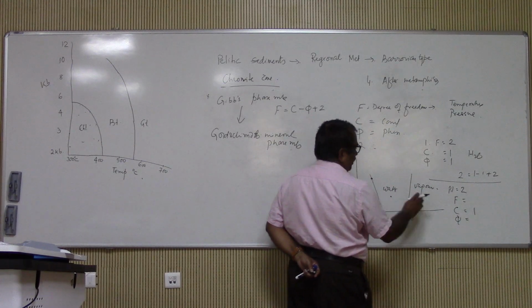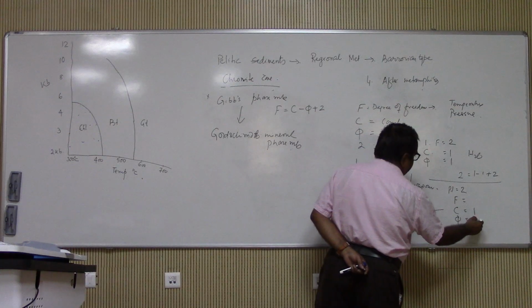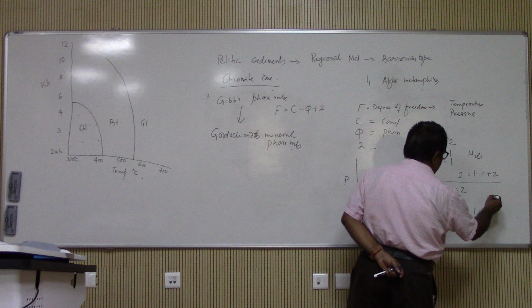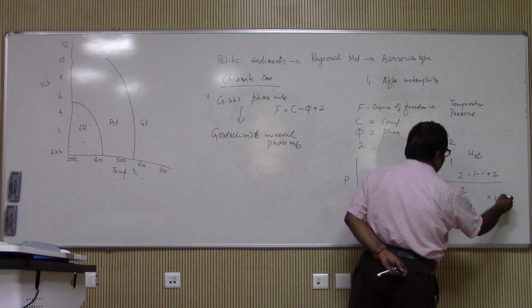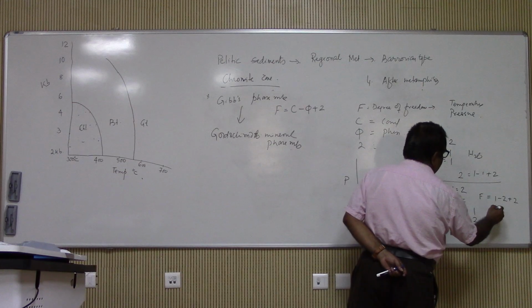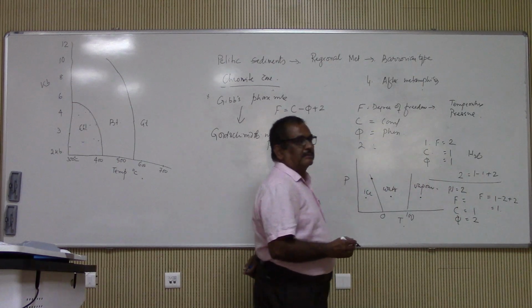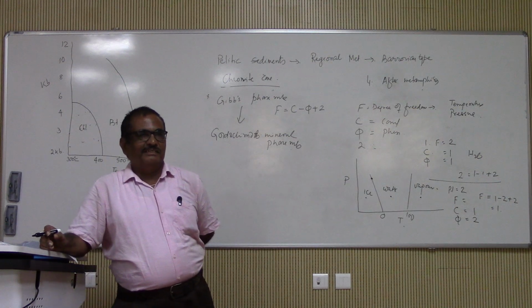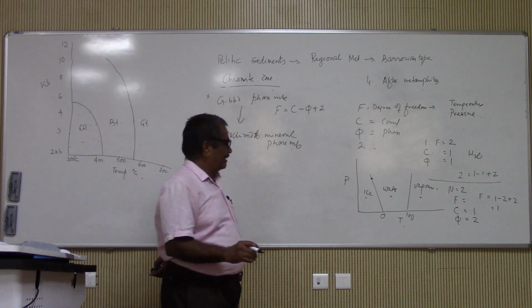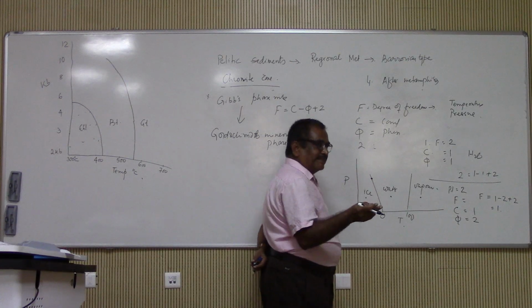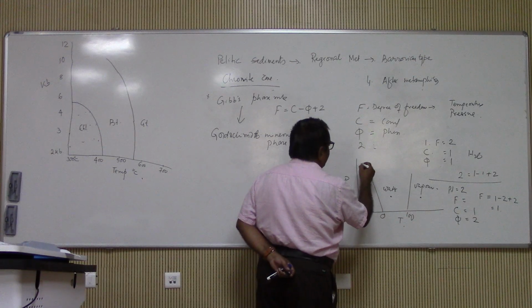Water. And how about the phase? Phase is equal to 2. So how it will be? 1 minus 2 plus 2. So F is equal to what? 1. Means what? What does it mean? So this point, that is why the lines separating two phases is called a univariant curve.